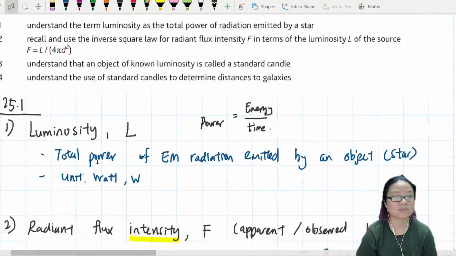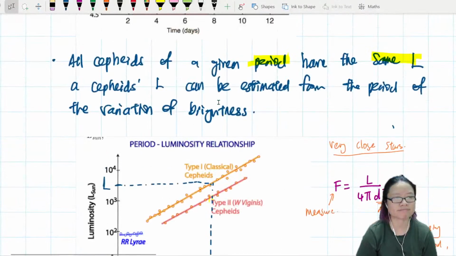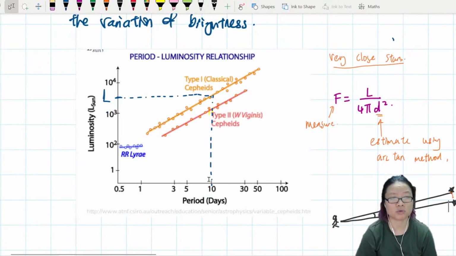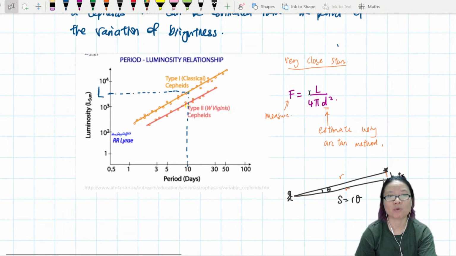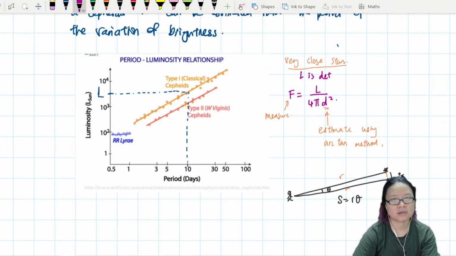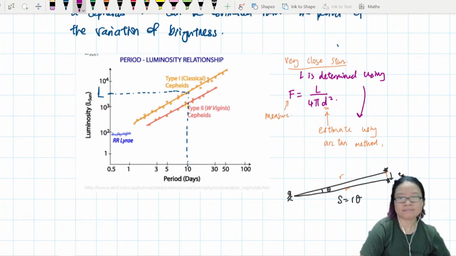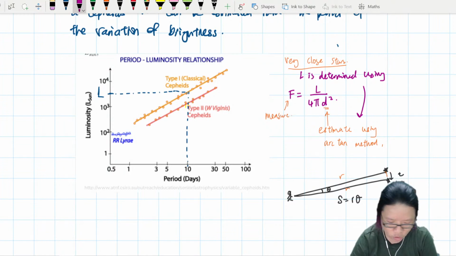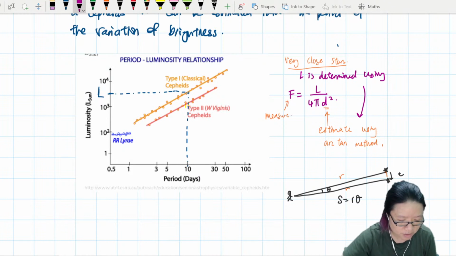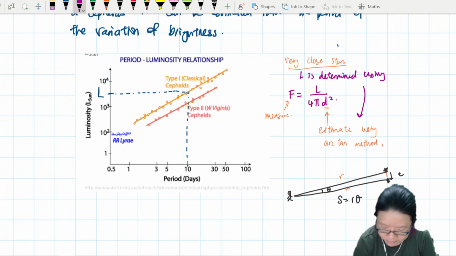Okay. So standard candles are like your Cepheid variables. So if you already know the period, you can observe the dimming and the brightening, then we can estimate your L. But for very close stars, we can calculate L. L is determined using this method by estimating D. But if the stars are far away, we can't use this method anymore. You can't just draw a very large circle and then just assume that it is that far away. Okay.